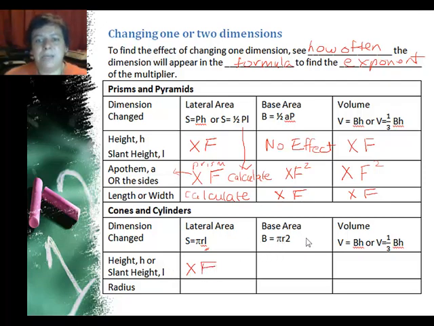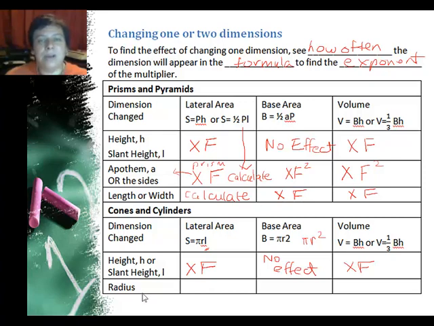If I change the base area, and this should say pi r squared, not pi r2, if I change the height, that's not going to have any effect on the base whatsoever. No effect at all. And then if lateral area is changed, if I change the height, it doesn't affect the base area, but it does show up in the height. So it would appear once in that formula, so the exponent's 1. I just do times factor to the 1 power.